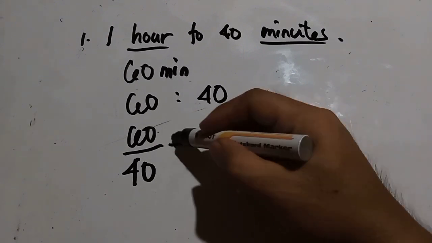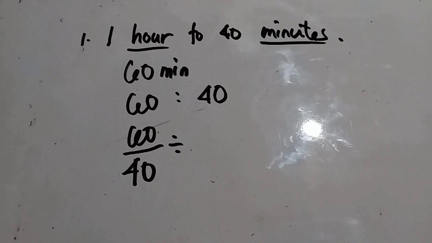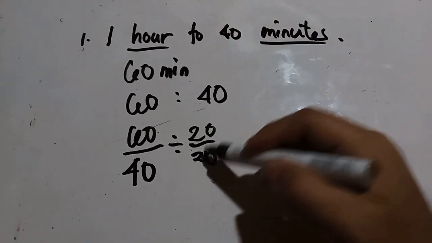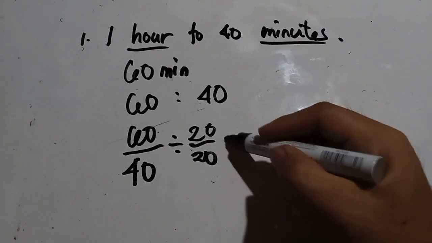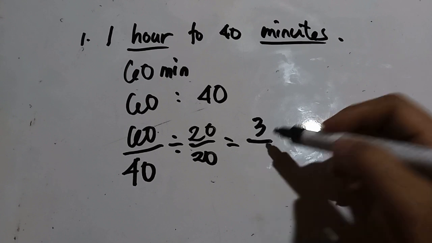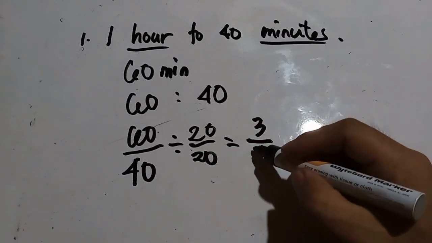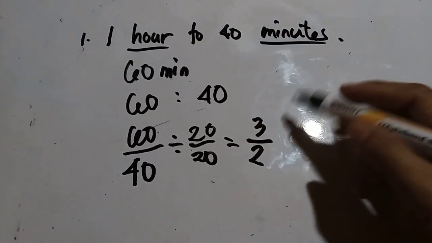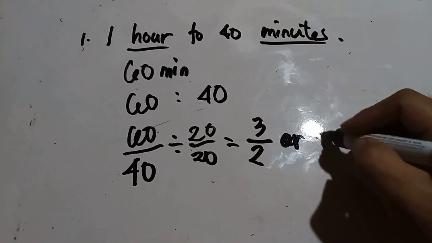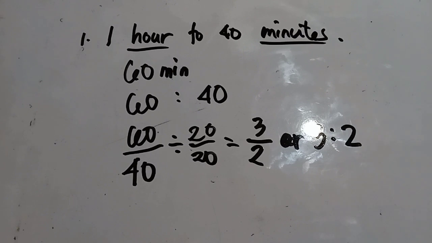Then we're going to simplest form. So divide both sides by the greatest common factor. We have 20. Okay. Divide both sides by 20. So we have 60 divided by 20, that is 3. 40 divided by 20, that is 2. Or we can write it as 3 is to 2. Nakuha. Okay. Another example.